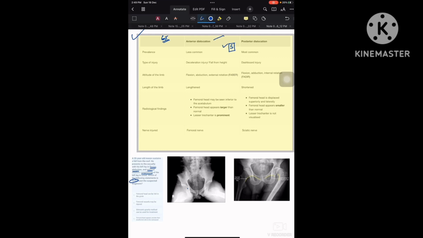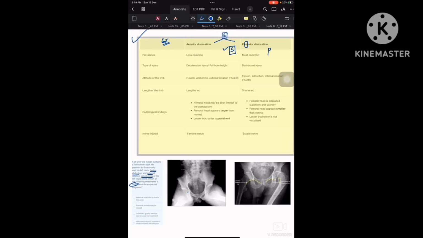In between anterior and posterior dislocation, where do you find the letter S? It is in posterior dislocation, right? So posterior dislocation is most common. Post is most common. So prevalence is done, right? That means the opposite should happen in anterior, that is less common. Coming to type of injury, it is seen in dashboard injury, which has a letter S in it, whereas deceleration injury or fall from height does not have a letter S, which goes to anterior dislocation of the hip joint. Dashboard injury is for posterior dislocation of the hip joint.